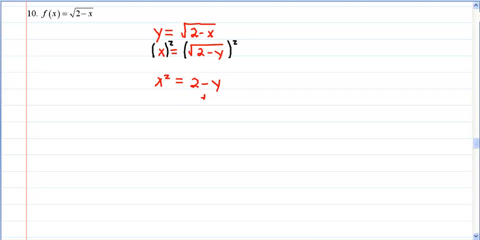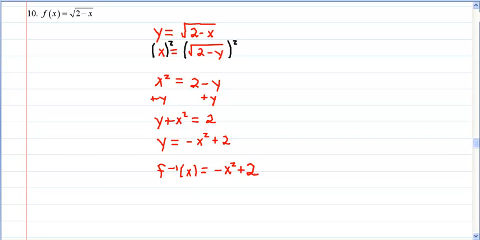And if I add y to both sides, I get y plus x squared equals 2. And then subtract x squared gives me negative x squared plus 2, or 2 minus x squared. So the equation of my inverse is negative x squared plus 2.